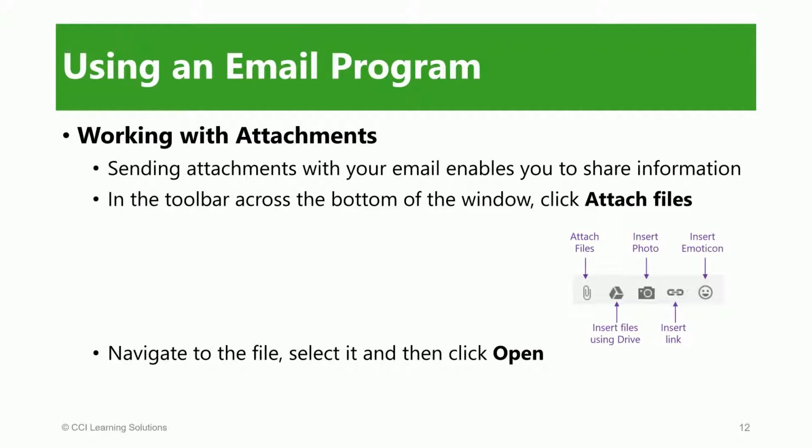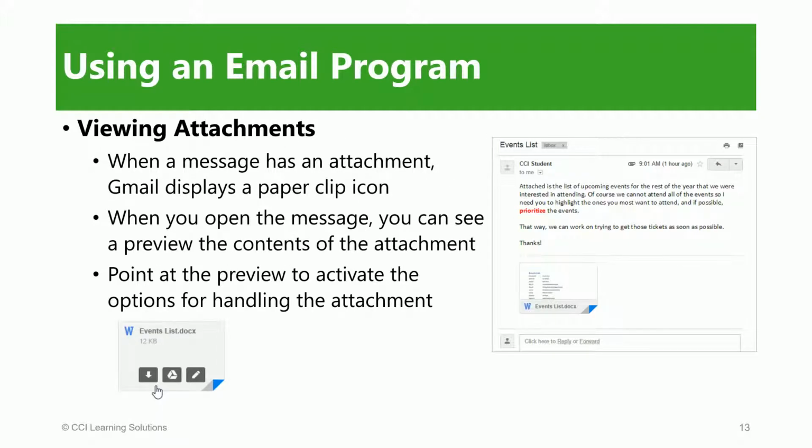Now, obviously, this is for Google. The other mailing systems out there will have similar things, but not necessarily in this manner. So, be aware. Viewing attachments. When a message has an attachment, Gmail displays a paperclip icon. When you open the message, you can see a preview of the contents of the attachment. Click the preview to activate the options for handling the attachment.